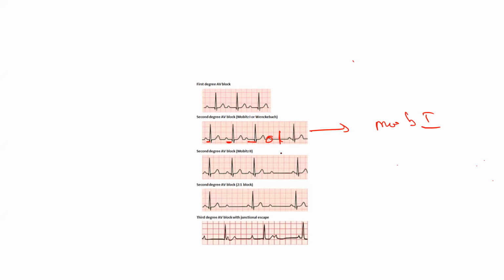Sir, in Mobitz type 1, you said one P wave will be missed. No, one QRS complex will be dropped. P waves will be there. Okay, sir, in type 1, QRS will be missed.